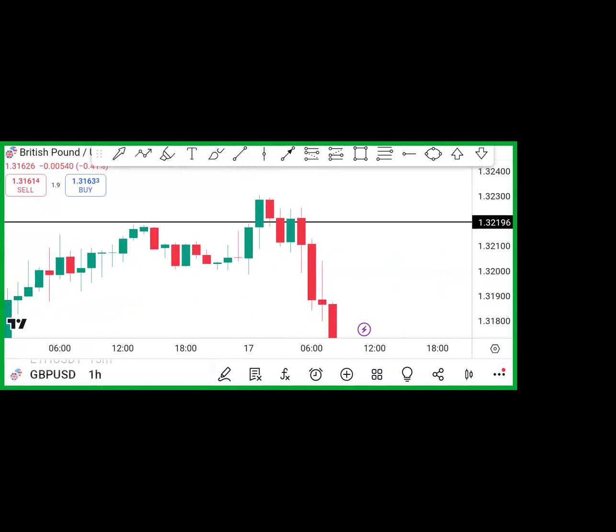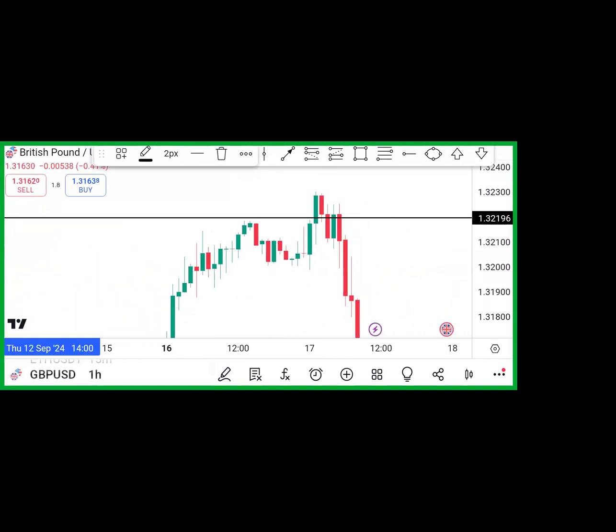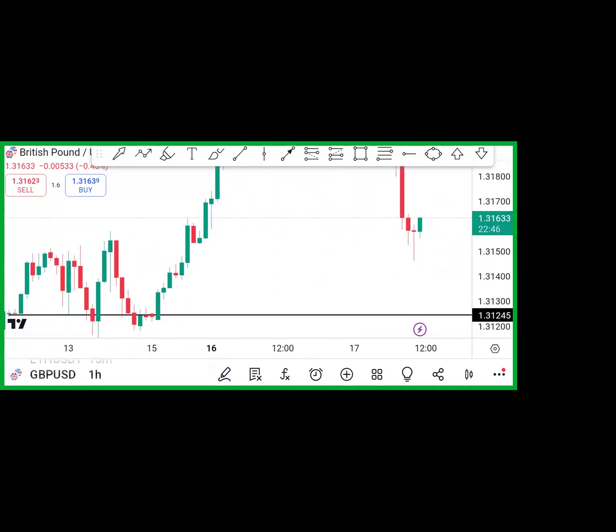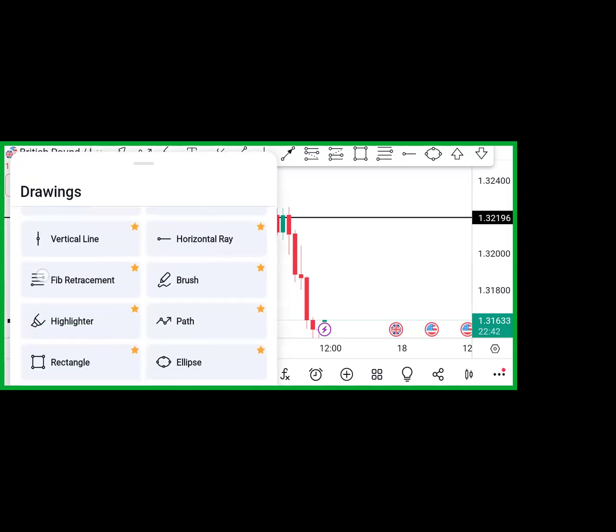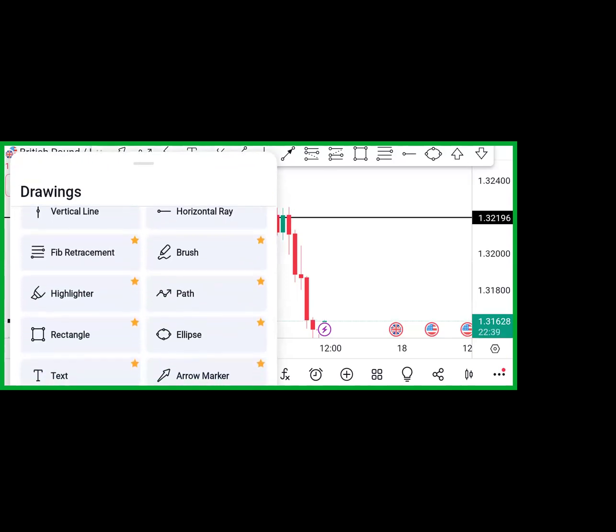Now, what did I say? This is the previous day high at this level. Remember, this is the previous day high, then the previous day low. What are you going to do? You are going to wait for the price to sweep the liquidity above that very high.